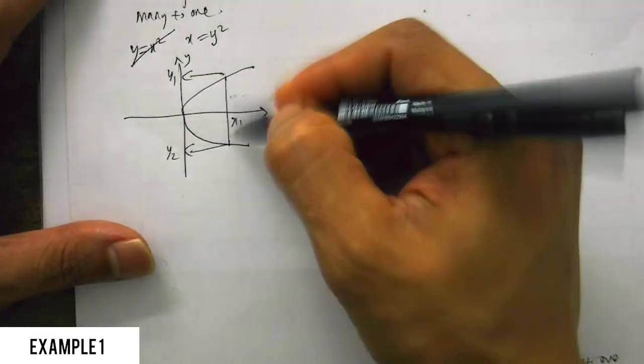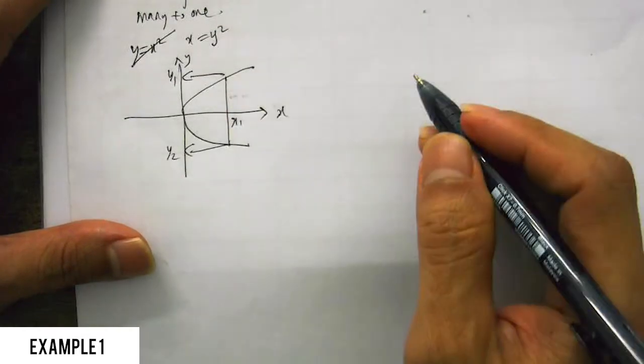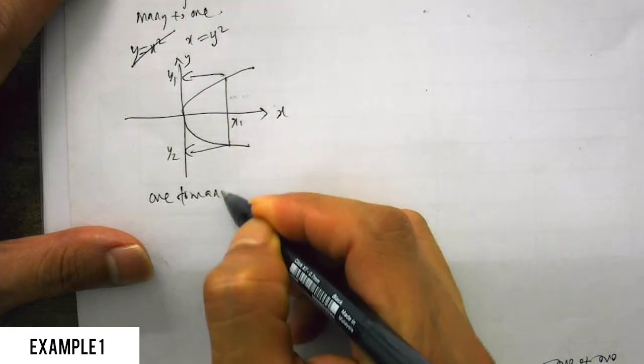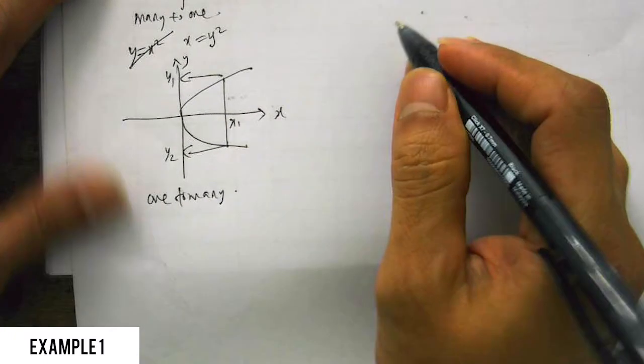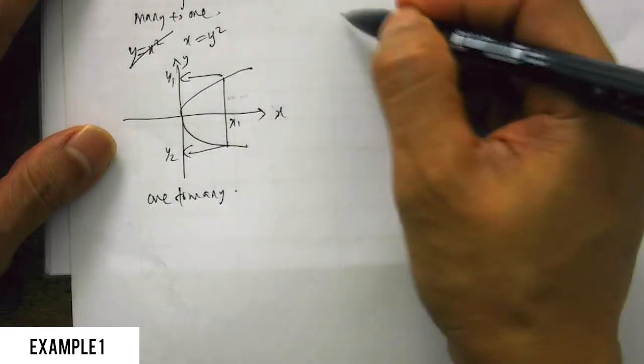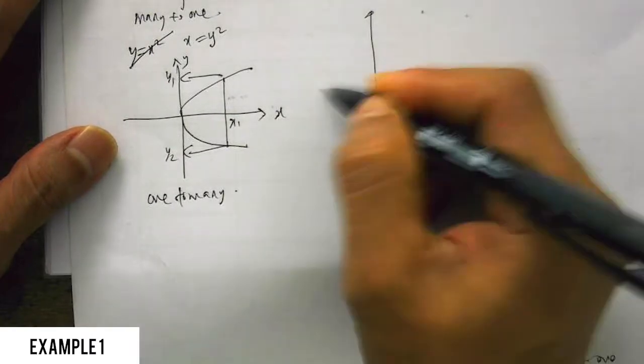So it's actually a one-to-many relation. Yeah, one-to-many relation. Okay, lastly, you can have what we call many to many. A classic example is what we call equation of circle.